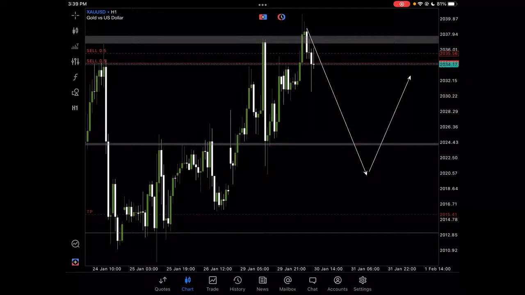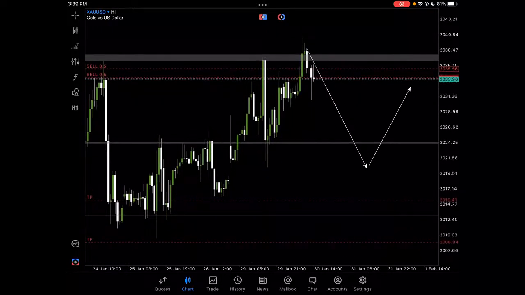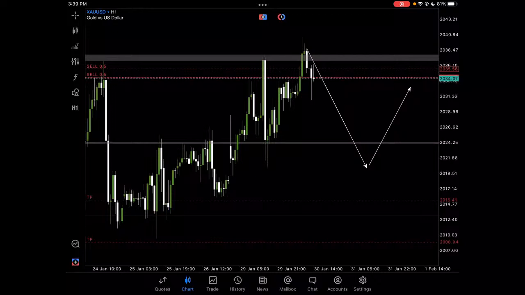How much are you risking? You'll find a trader risking $1,000 for $10. Trust me, those are people I've seen. You find someone risking their whole account for a few dollars. So what you do, in my case, I don't have a stop loss yet, and this is why.